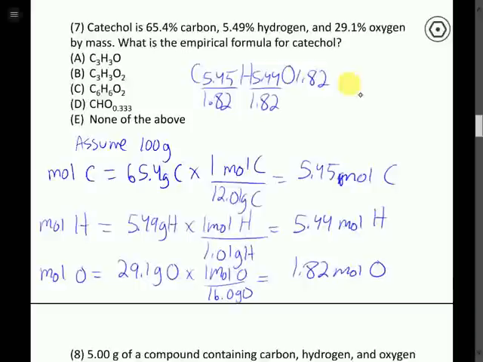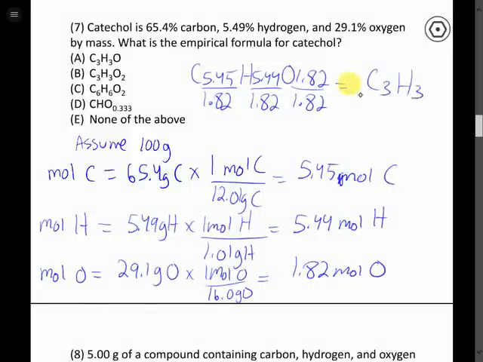So we take each of these and divide by 1.82 because that's the smallest subscript, for oxygen. And this comes out pretty exactly to C3H3O. Okay, well, that's going to match choice A.